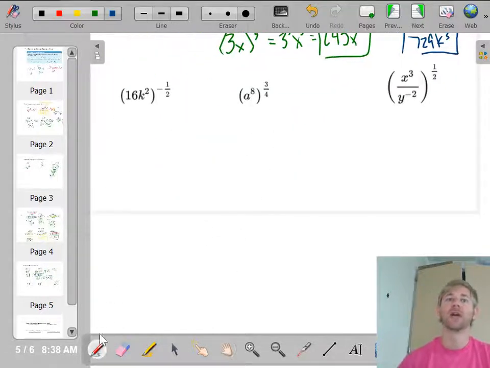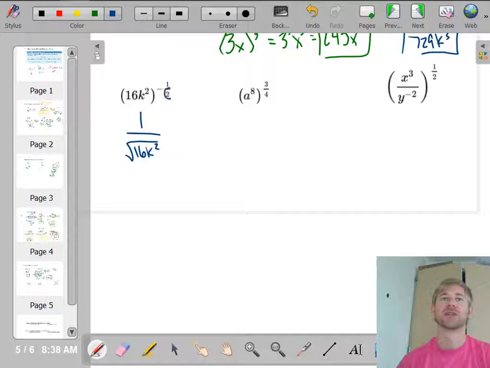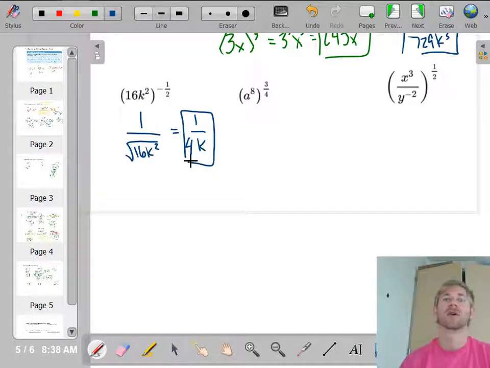A few more and then we'll be done. So again, negative exponent means put it in the denominator, 1 over. Now it's the square root of 16k squared because 2 is the root. So we're taking the square root. I can do that one in my head as well. The square root of 16 is 4. The square root of k squared is k, so 1 over 4k.